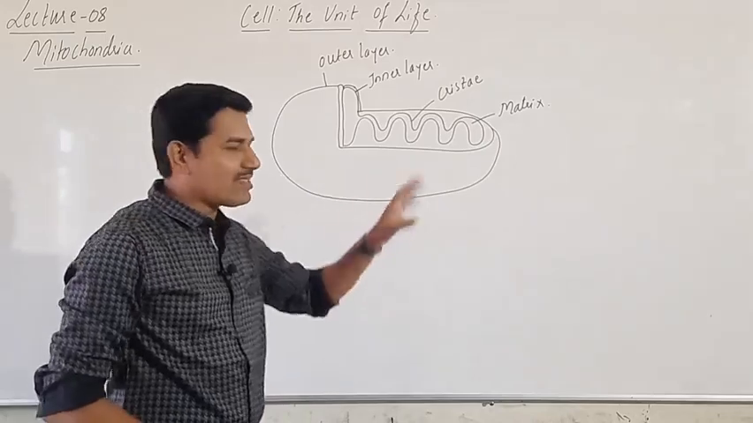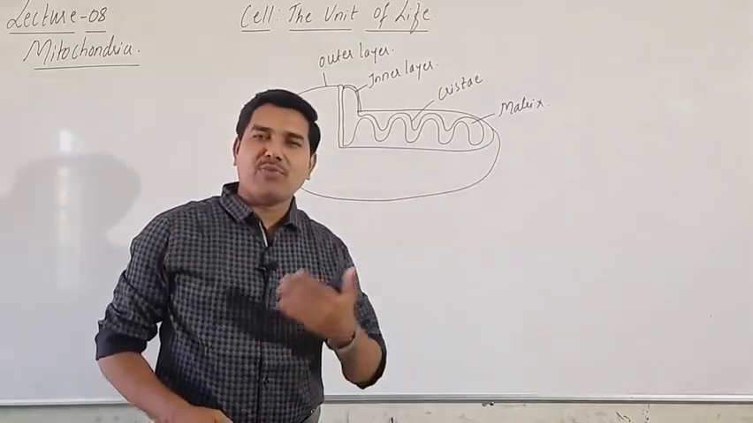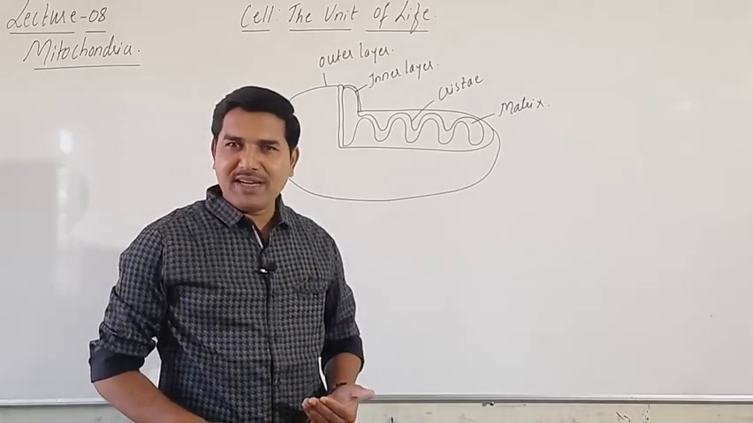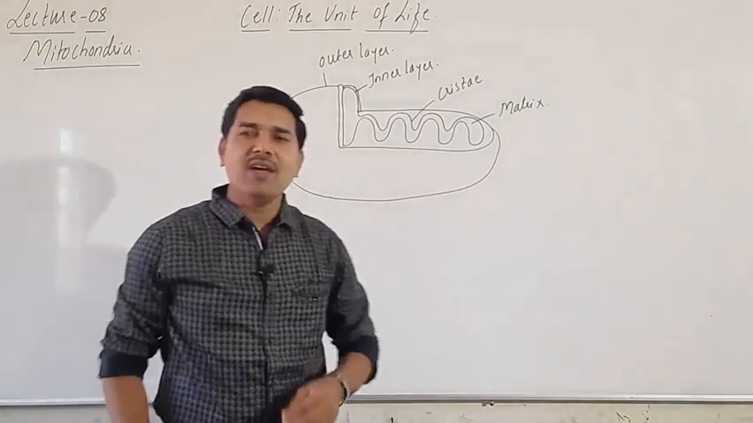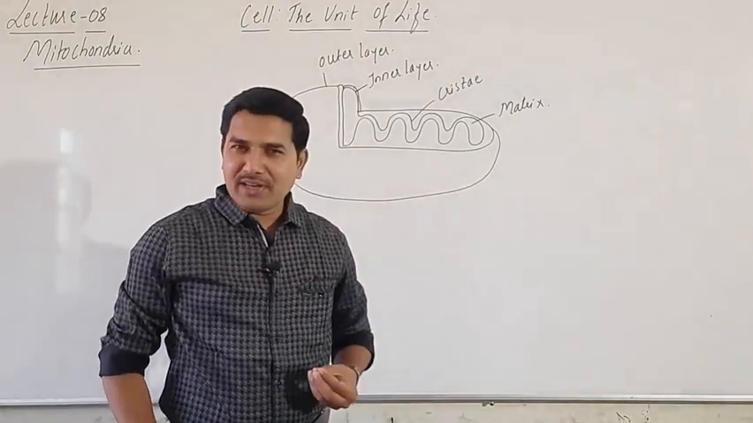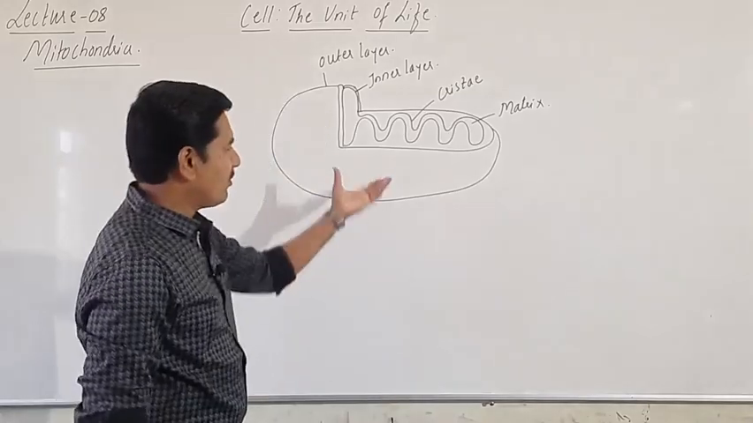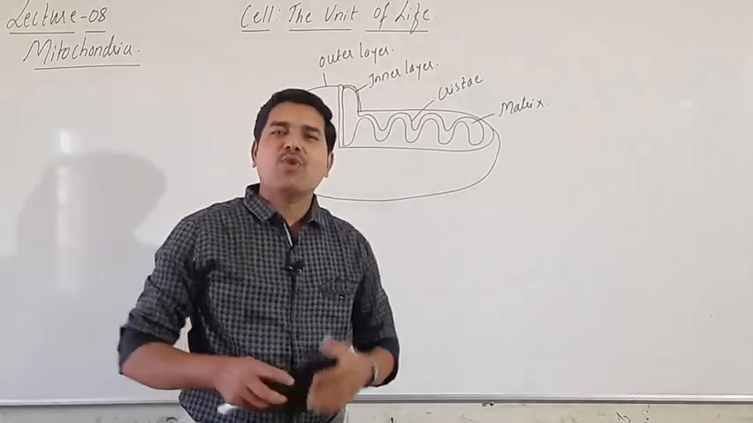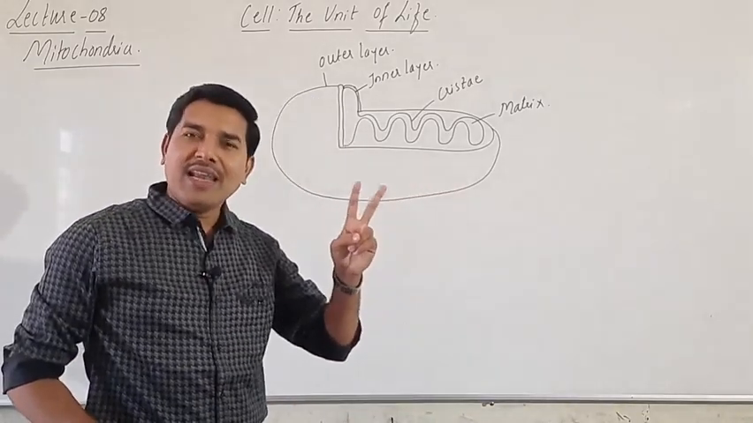So that is its size. The diameter might be around 0.4 micrometer to 1 micrometer, and the length varies from around 1 micrometer to 4.1 micrometer, right? So this is regarding the size. Then what does the mitochondria consist of? Mitochondria is made up of two layers.